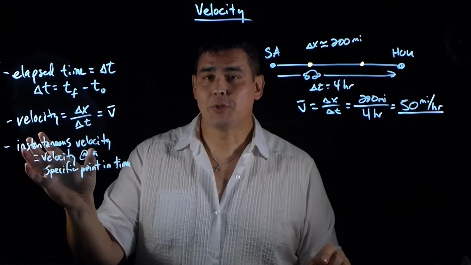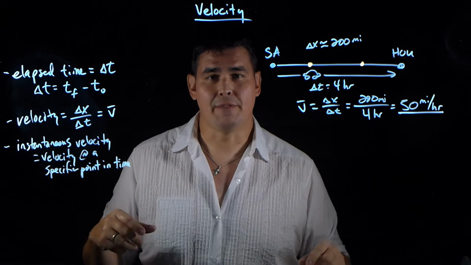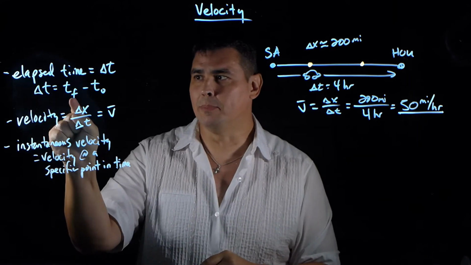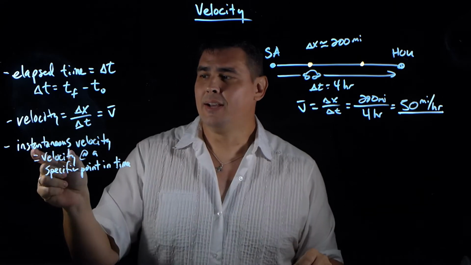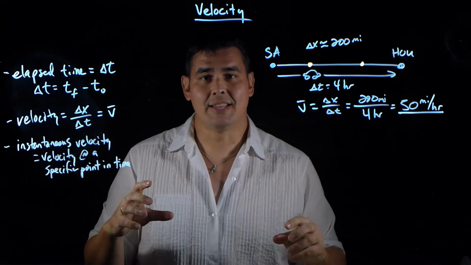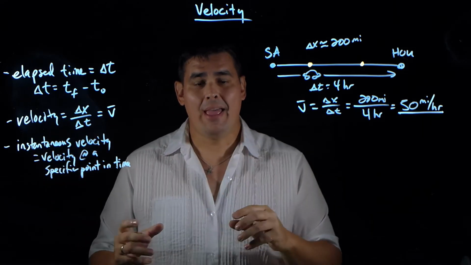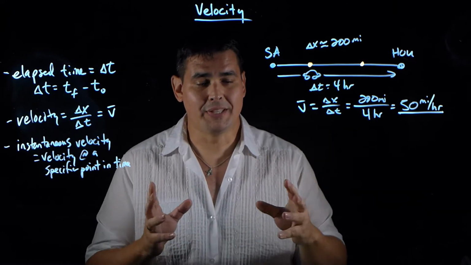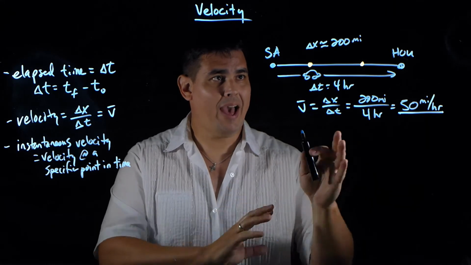Okay, so that's what's called your instantaneous velocity. If you want to know how fast you're going at a specific moment in time, so not over some interval, but at that moment, that will be your instantaneous velocity. It's that velocity at a specific point in time. And that's how fast you're going every time you glance down at your speedometer. So we can see this a little bit better if we graph this motion.